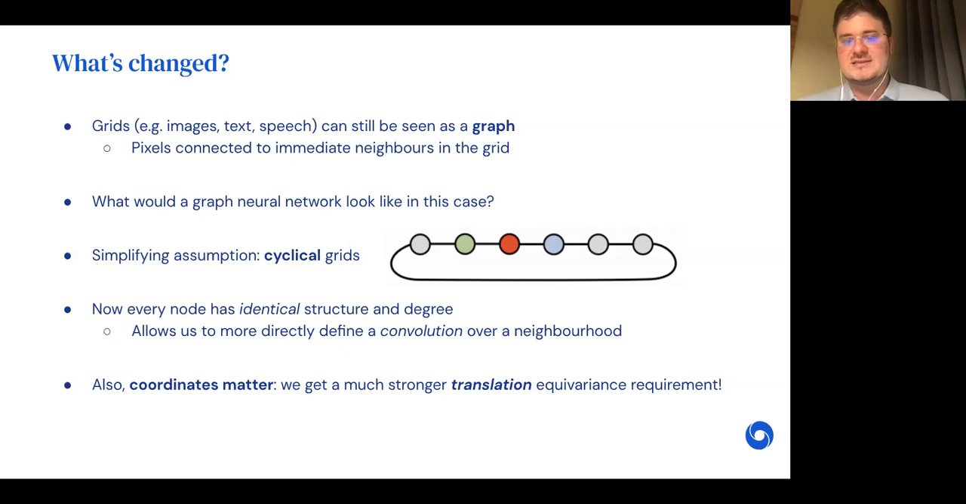Well, you can make a simplifying assumption to make it very easy to work with, which is a cyclical grid, where you connect the edges to the other side so that you avoid nasty boundary conditions. And now you actually have that every node has identical structure and degree, which allows you to define a proper convolution over neighborhoods, because every neighborhood locally structurally looks the same. So you can have a filter that you just slide across. And one thing that's very different is that now every node can be identified with its position on the grid, which gives you a much stronger translation equivariance requirement compared to the permutation equivariance of graph nets.